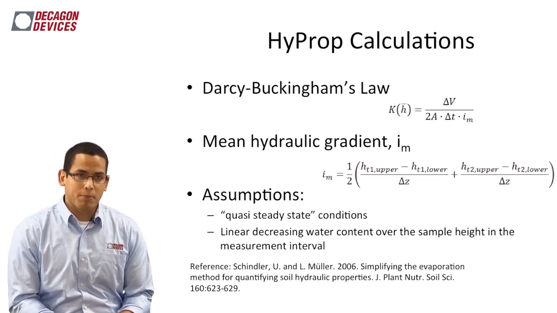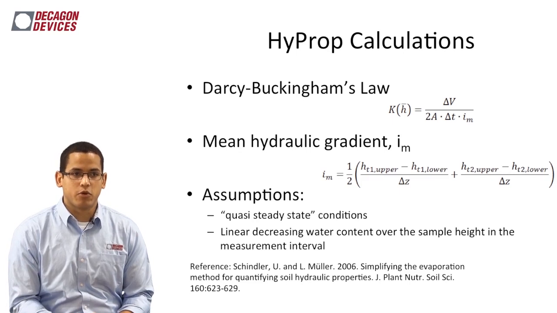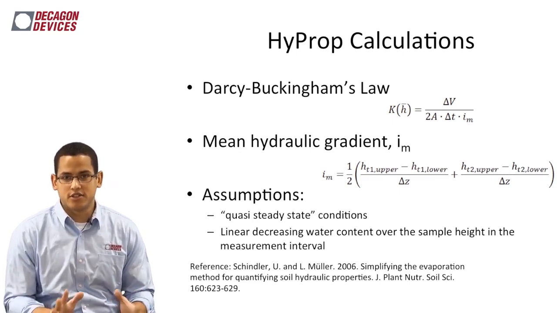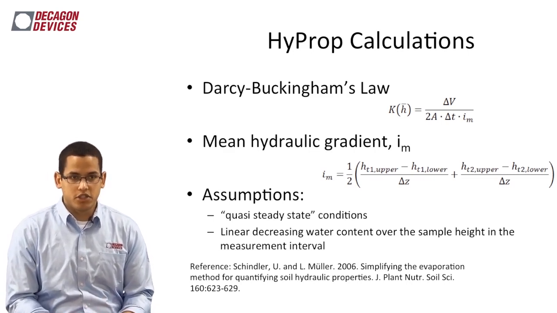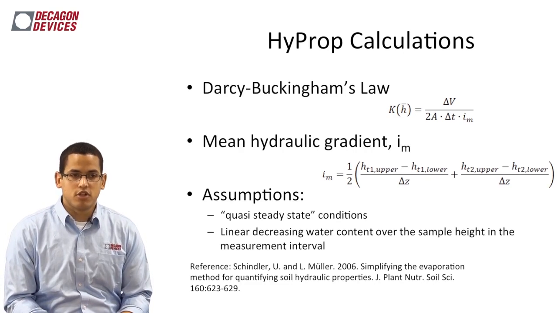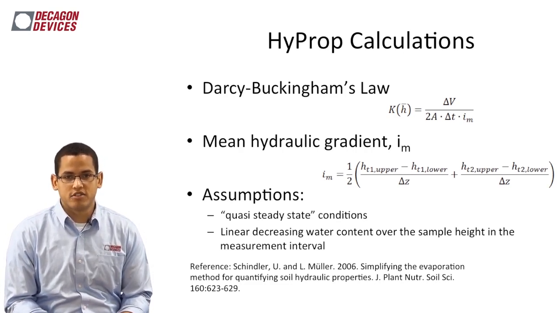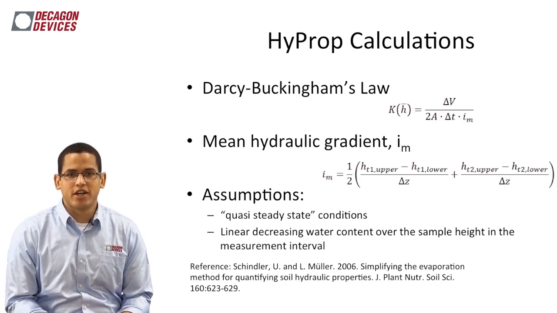Now, with the HYPROP and with many techniques, there are assumptions that are made. One assumption is that there are quasi-steady state conditions, and essentially what that means is that the evaporation rate over the soil sample remains fairly constant over the entire process. And so that's mostly going to go back to conditions within the room staying constant. And that's an important factor, and we'll discuss that a little bit more when using the HYPROP.